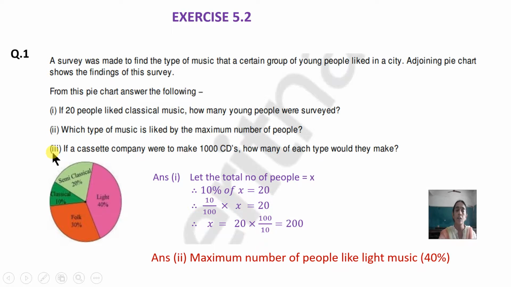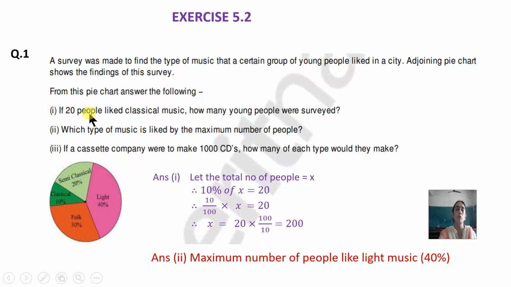And the third question is, if a cassette company were to make 1000 CDs, total 1000 CDs, how many of each type would they make? So they are saying that this whole circle represents 1000 CDs. If this whole circle is the total of 1000 CDs, then how many CDs for light music, how many for folk, how many for classical, and how many for semi-classical. So let's begin with the first question.